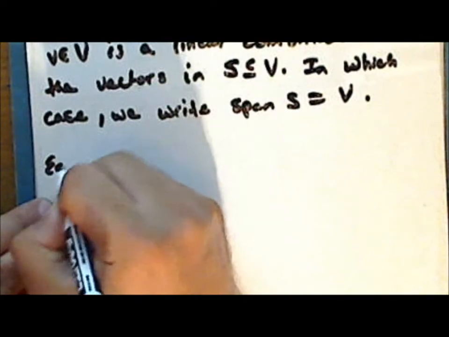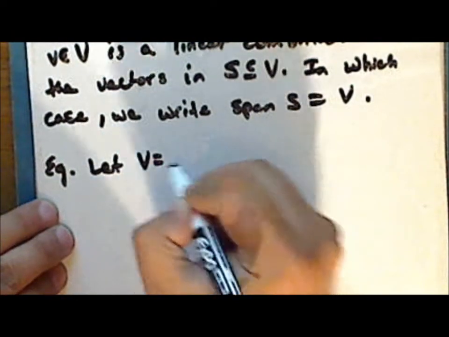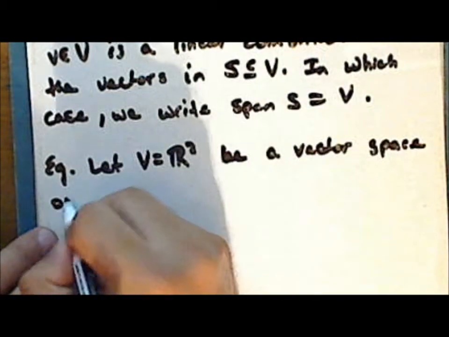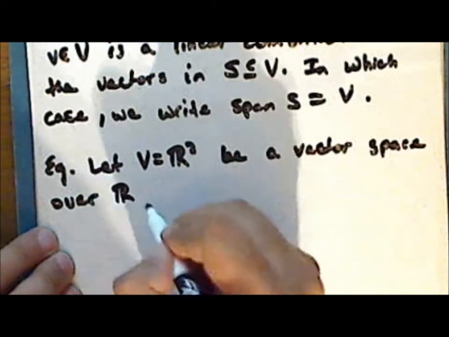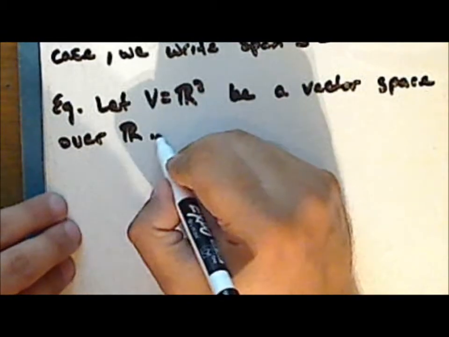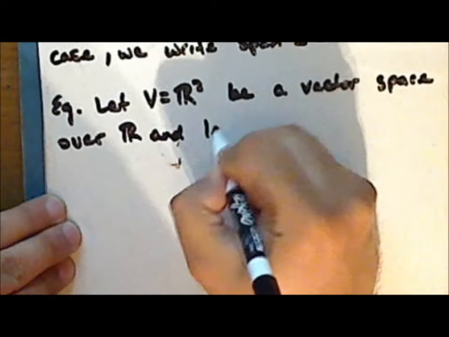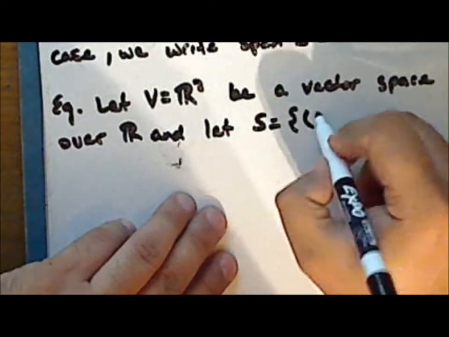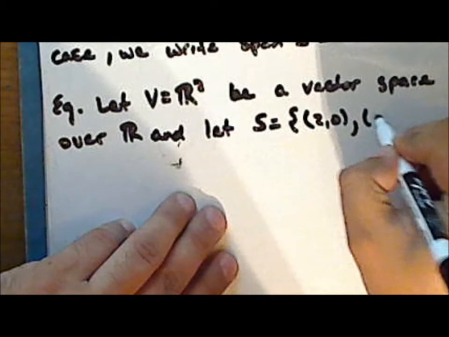So we'll look at an example. Let V be the plane, and let the set V be a vector space over the set of real numbers. That is, the scalars are real numbers. And let the set S consist of the vectors (2, 0), (0, 3), and (1, 1).